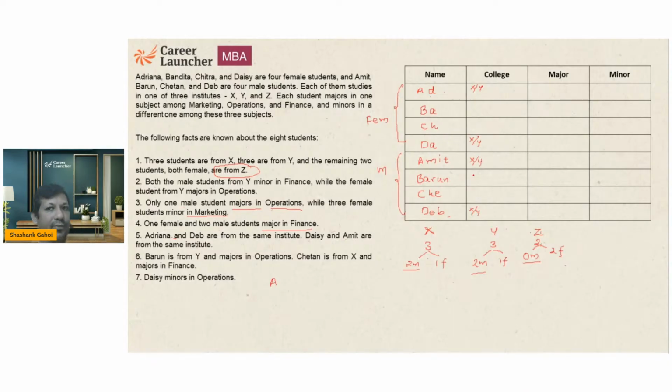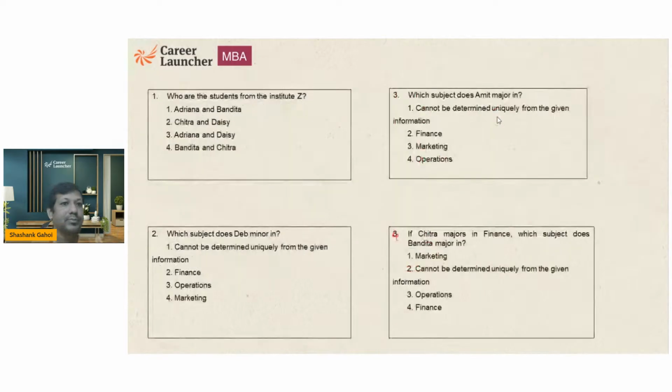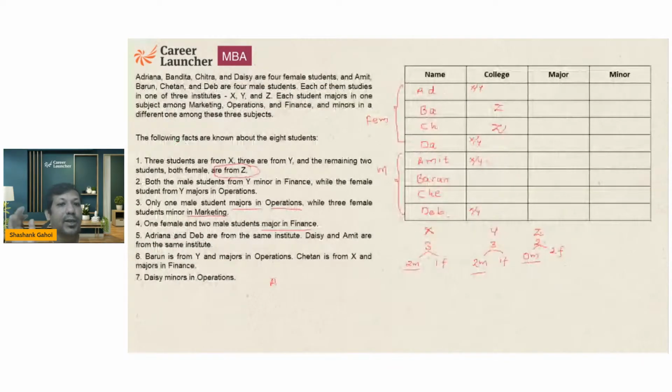Now, basically, how many females do we have? Four females. Out of four, two females belong to X or Y. So basically, the remaining two females must belong to Z. So that is B and C, both belong to Z. I got my answer. That is going to be B and C, Bandita and Chitra. This is the first question that I got very quickly. Why? Because I've already read the questions. So this is what I can comprehend right now.